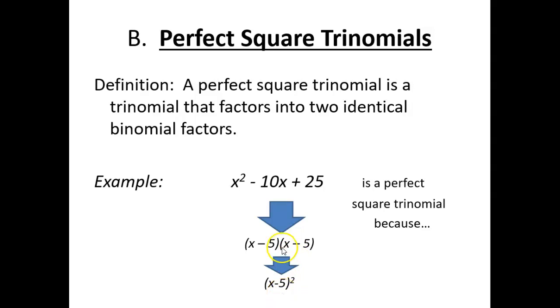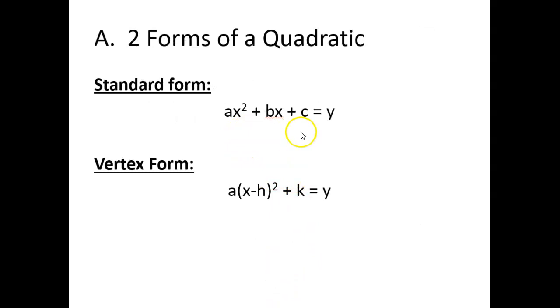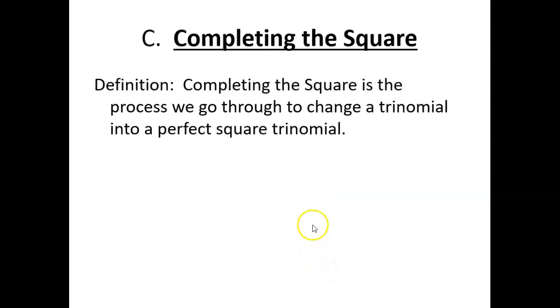Now, why do we care about that? Well, once again, our goal is to change standard form into vertex form. And check this out, x minus h squared, that is a factored perfect square trinomial. So somehow in the process of the day, we're going to be changing what we have into a perfect square trinomial so that we can get this in there. Okay, so that's the goal for today. Now, how do we create a perfect square trinomial? Well, that's a process called completing the square. Completing the square is a process that we go through to change a trinomial into a perfect square trinomial, right?